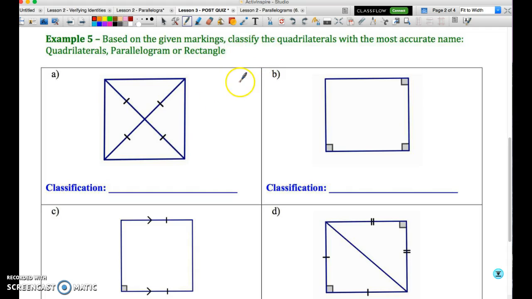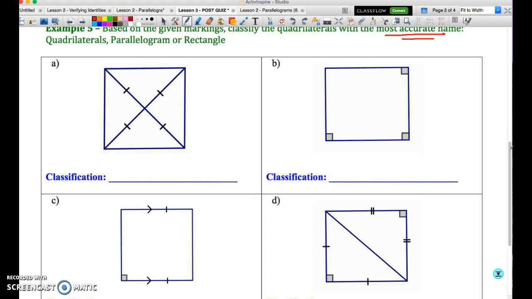Okay, and lastly, in this particular case, we need to determine, based only on the given markings, whether the following quadrilaterals are best described only as a quadrilateral or as a parallelogram or as a rectangle, and we're providing the most accurate answer. So of course, anything that is a rectangle is automatically a parallelogram, and anything that's a rectangle is also a quadrilateral. Okay, so what I'd like you to do is have a go yourself at these, and I'm going to complete these off screen, and then I'll come back and explain.